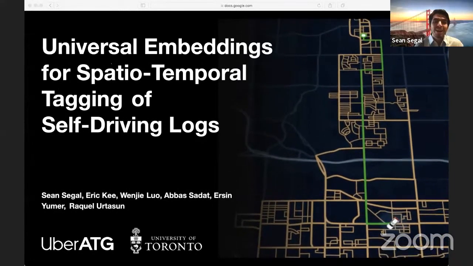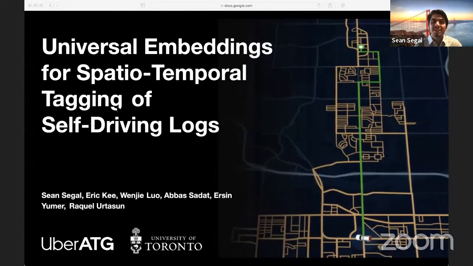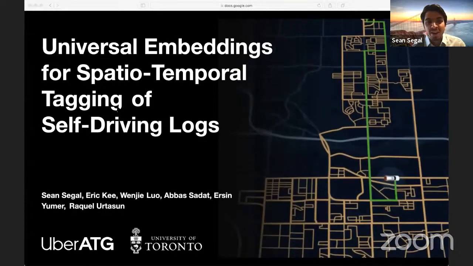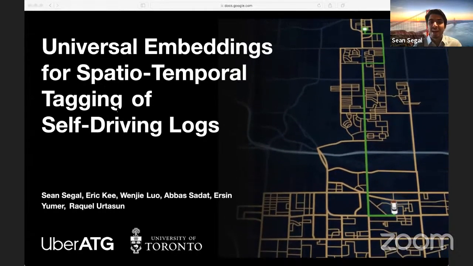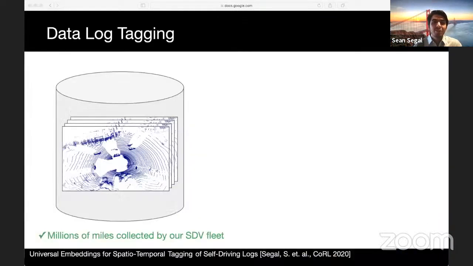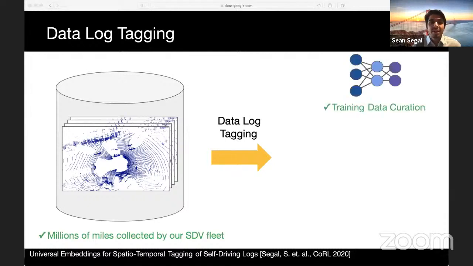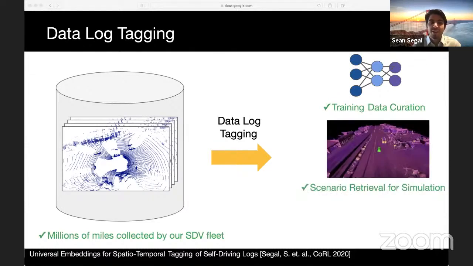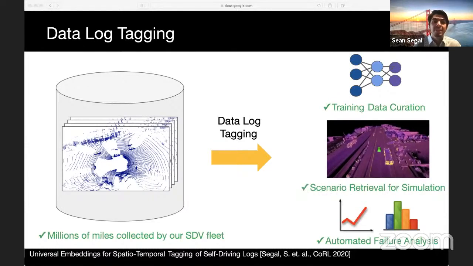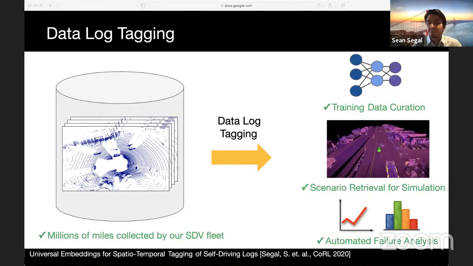Thanks. Hi, everyone. I'm Sean, a research scientist at Uber ATG. And today I'll be presenting our work on universal embeddings for spatio-temporal tagging of self-driving logs. Self-driving companies have accumulated massive databases of raw data logs from driving millions of miles in the real world. To leverage this data effectively, it is helpful to have tags as metadata associated with each data log. These tags have many useful applications. For example, they can be used for the rapid curation of better training data sets, efficient retrieval of scenarios for simulation, and insightful failure analysis through the visualization of the tags most correlated with the system's failures.